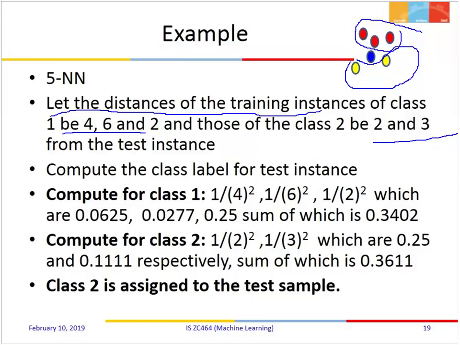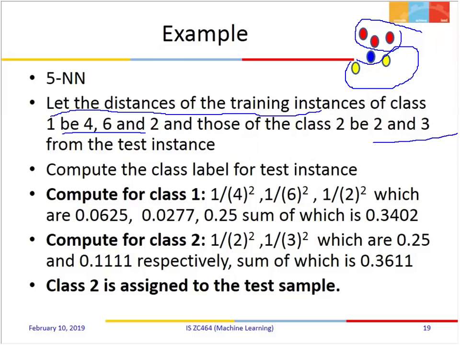So this is 0.3402, but if you compute this for class 2, you will get its value as 0.36, which is more. That indicates that we assign class 2 to the test sample, even though it is less in number. Because they are closer to the test data, the 3 red points have more weighted distances and these 2 yellow points have less weighted distances, so we assign the yellow class to the blue point. Blue is the test data, yellow and red are the training data.